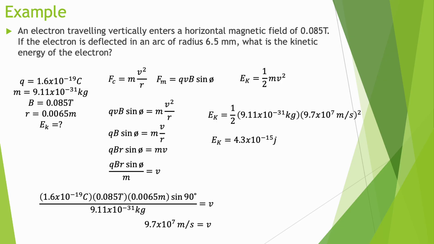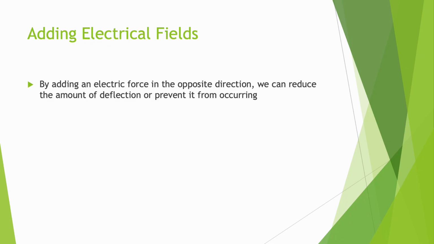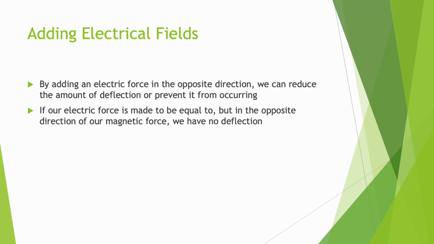Now we won't just deal with magnetic fields in some ways. In some cases, we'll also have electric fields. So by adding an electric force in the opposite direction, we can reduce the amount of deflection or prevent it from occurring. So if our electric force is made to be equal to but in the opposite direction as our magnetic force, we will have no deflection.